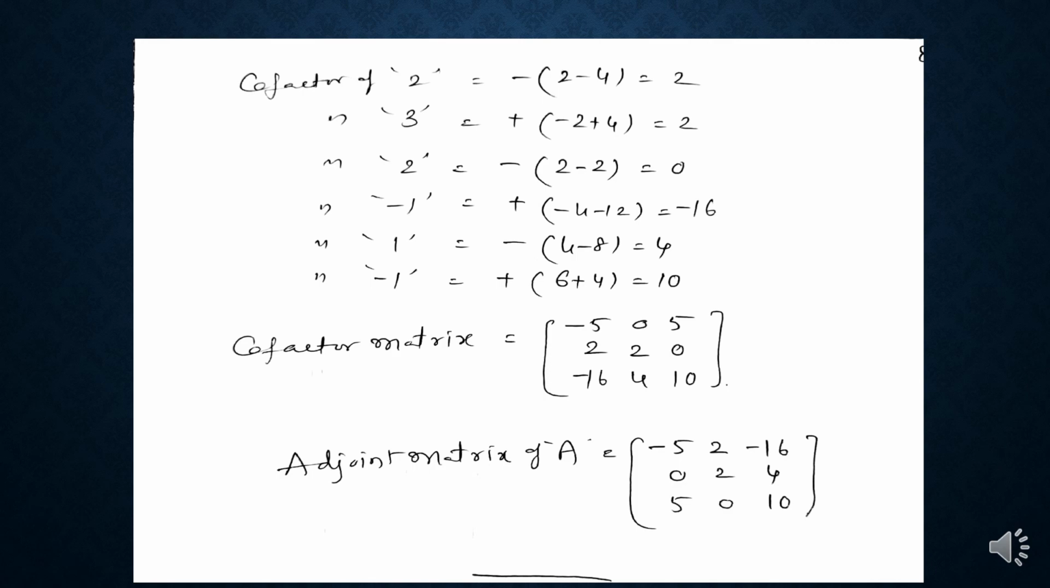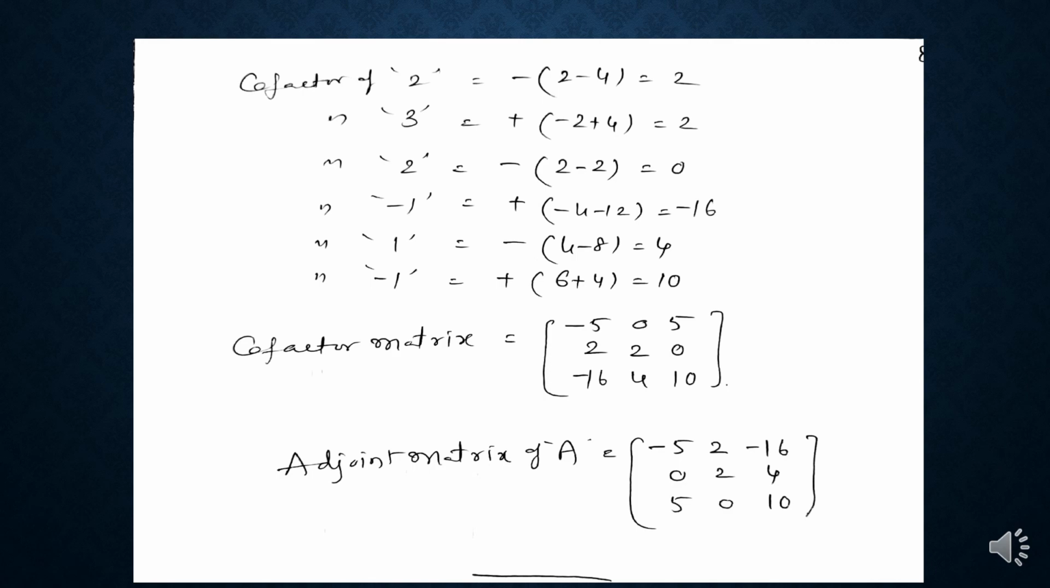So adjoint of a matrix is the transpose of the cofactor matrix. By transposing this matrix, we will get the first column becomes first row, and the second column becomes second row, and third column elements becomes third row. So the first column elements minus 5, 2, 0, minus 16 becomes first row, and second column 0, 2, 4 becomes the second row, and third column 5, 0, 10 becomes the third row. So this is the adjoint matrix of A.